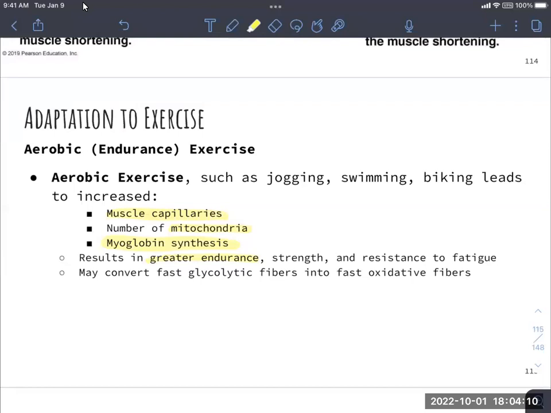to help resist fatigue. Because of this endurance aerobic type activity, we can convert fast glycolytic fibers to fast oxidative fibers to help contract as we continue running. It's kind of cool. Our body can kind of change things up a little bit to work with what we're trying to do.